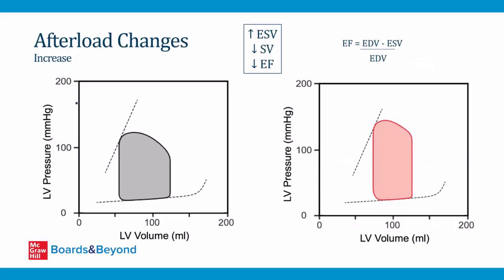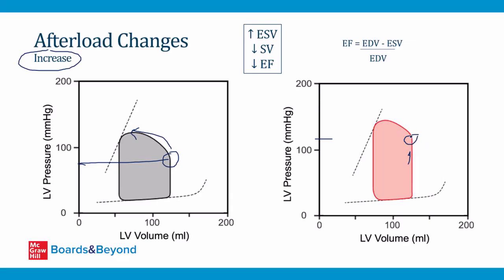Now let's talk about what happens to the pressure volume loop when there's an increase in afterload. So I told you before that this point right here represents the afterload. That's the pressure that has to be generated inside the left ventricular cavity for the aortic valve to open so that blood can start to leave. Well, when the afterload goes up, that point moves higher, as you can see in the red pressure volume loop on the right side of the screen. This means a higher pressure has to be achieved before the aortic valve will open.